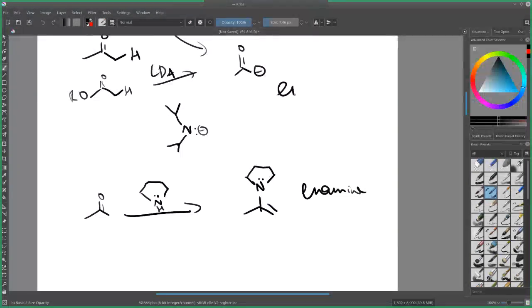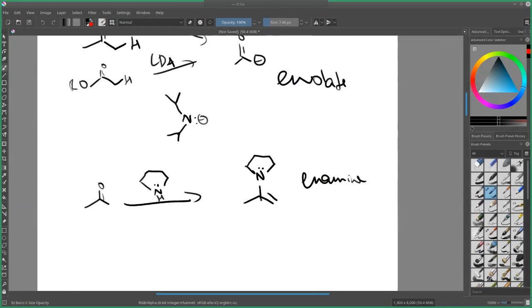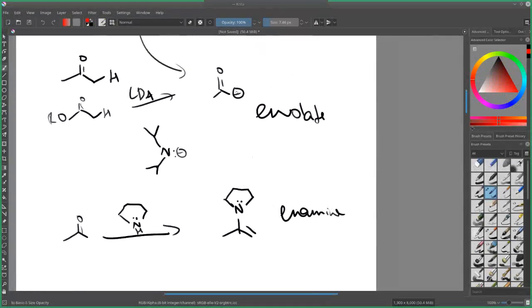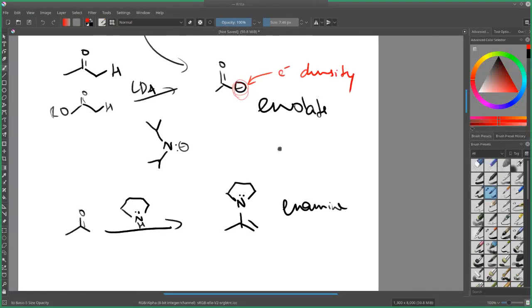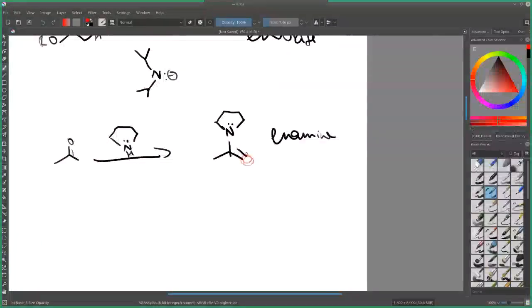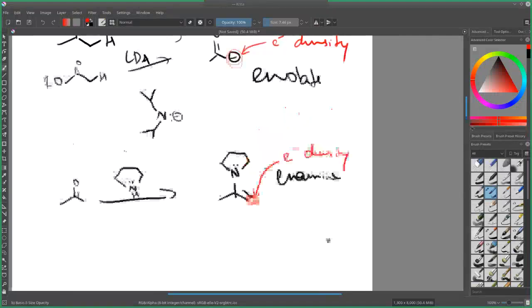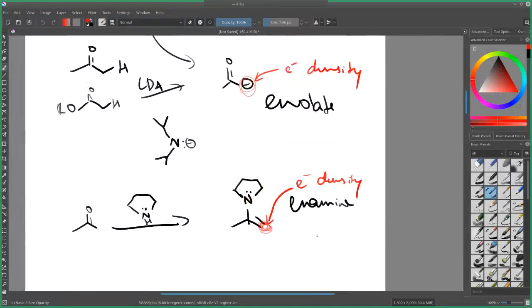So up here we had an enolate, and down here we have an enamine, and this will also react pretty similarly because all of the electron density is around here. Okay, so it's good to mention that all of the electron density tends to be down here. Or for this nitrogen, all of the electron density tends to be down here. Okay? Which means that this is a good nucleophile.